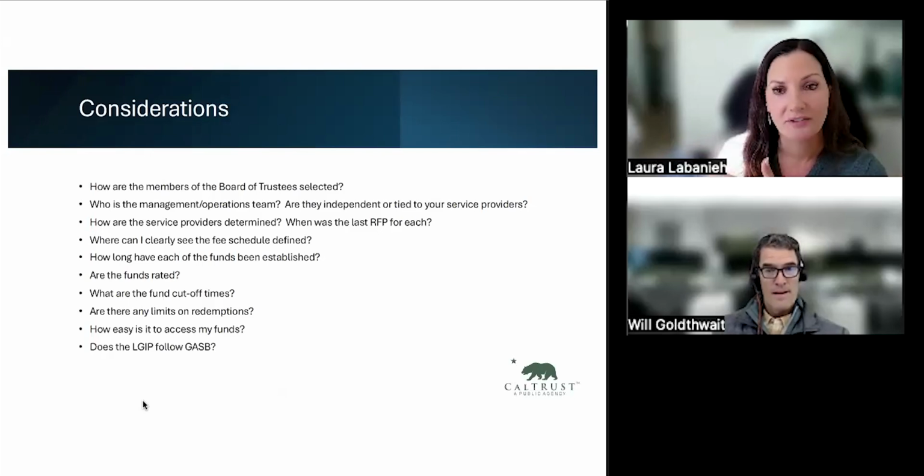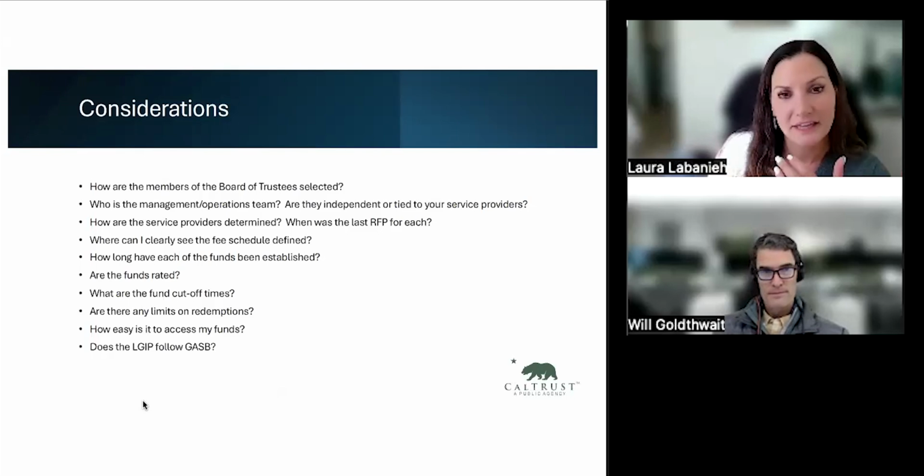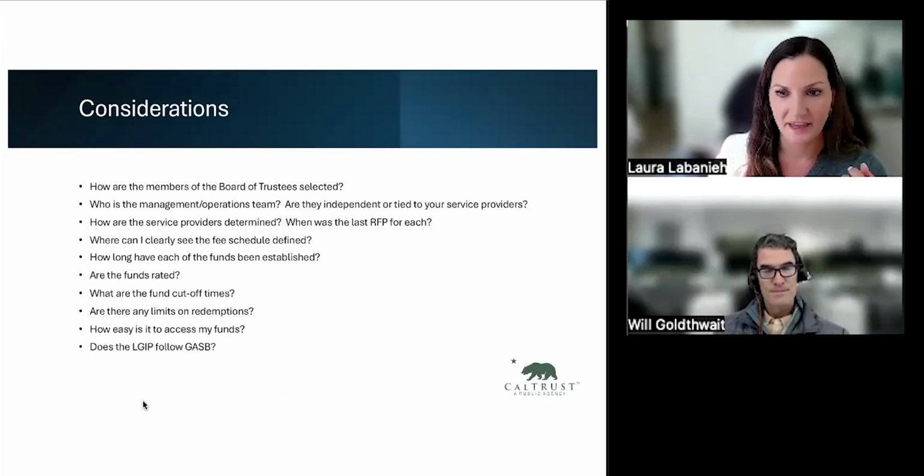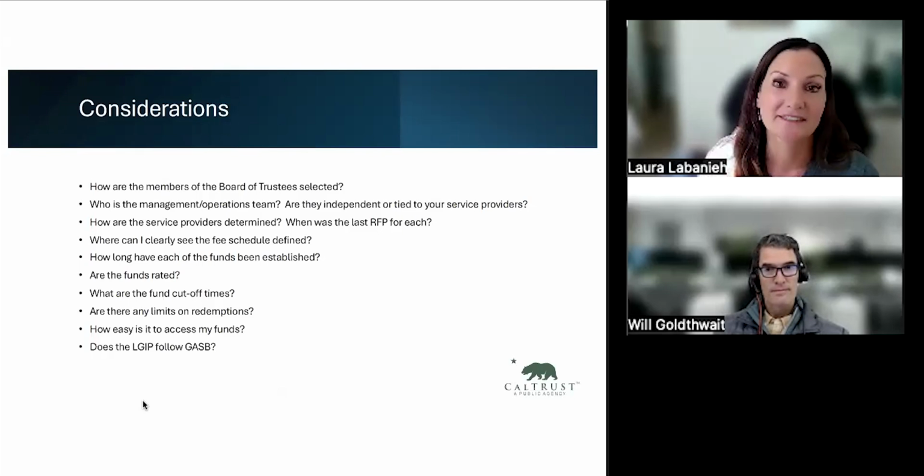Other considerations along those lines that I think are really key to look for when you're evaluating the different options out there are who is on the board of trustees, who's on the governing body, and how did they get there. That is a really key thing. Same with the management and operations. Who is overseeing the day-to-day? Who is my day-to-day staffing contact?